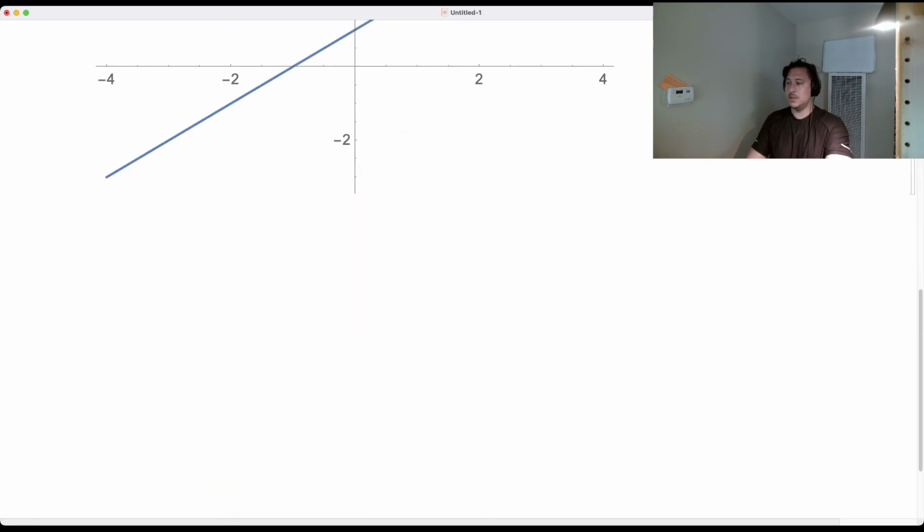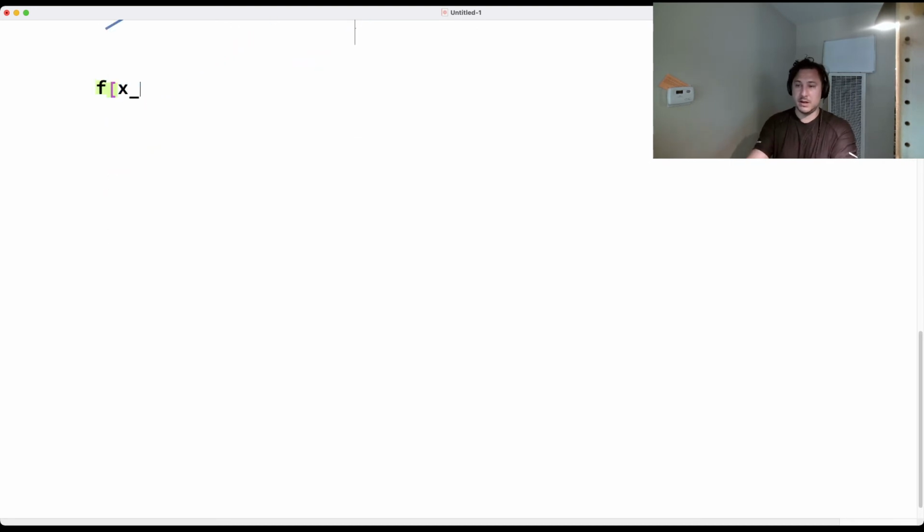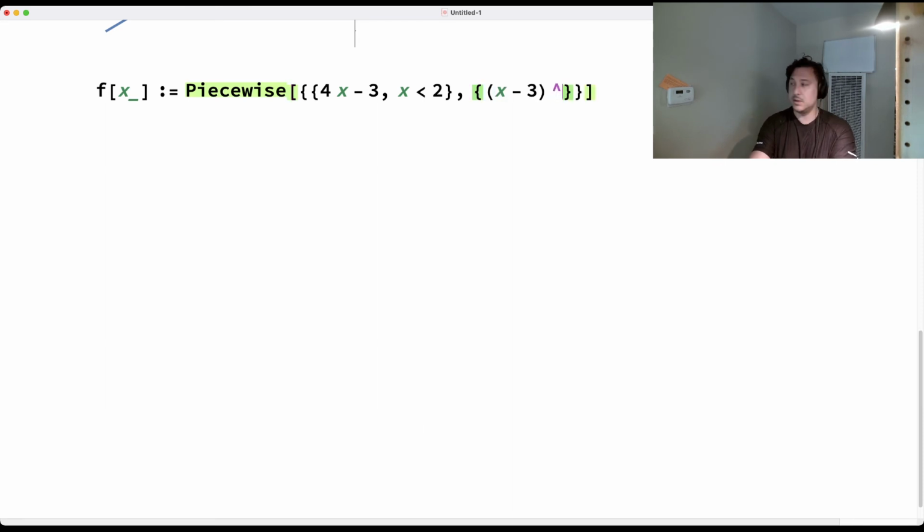Okay, so we're going to define our f of x. Remember, we can make a piecewise function. We put it in curly brackets, and we put the two pieces in curly brackets. We have 4x minus 3 if x is less than 2. And then we have (x minus 3) quantity squared if x is greater than or equal to 2.